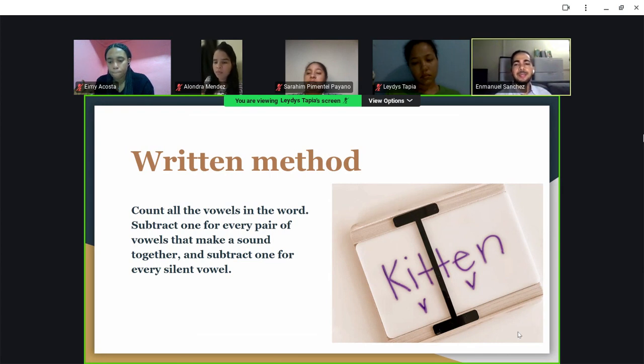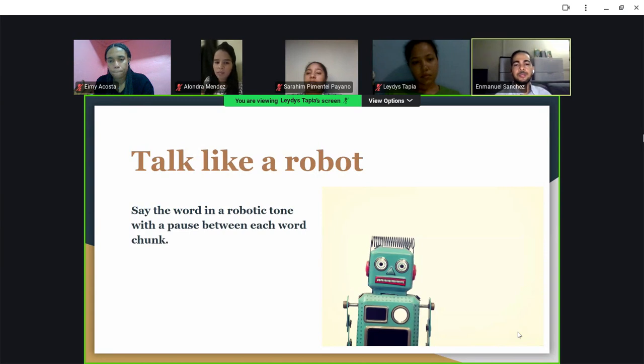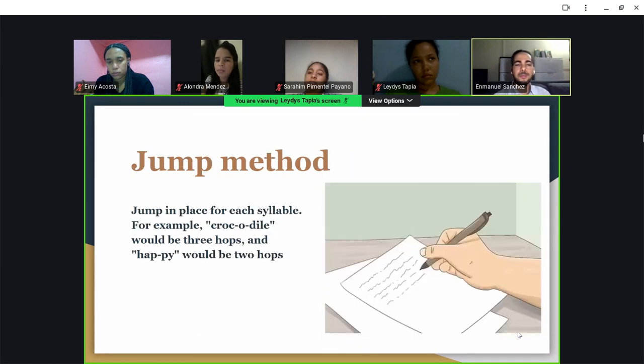The next one is the talk like a robot method. You're going to say the word out loud in a robotic manner. So, for example, on the word computer, you say like a robot, com-pu-ter, and you will see that it has three vowel sounds, so it has three syllables.